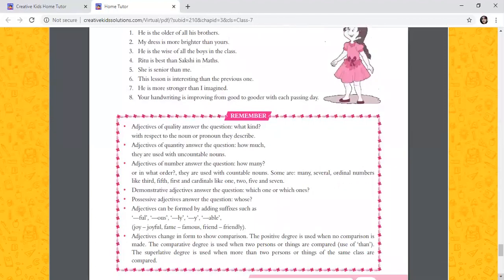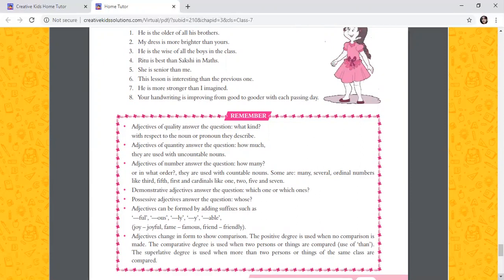Okay, these are the key points to remember. Adjectives of quality answer the question what kind with respect to the noun or pronoun they describe. Adjectives of quantity answer the question how much; they are used with uncountable nouns. Adjectives of number answer the question how many. Then demonstrative adjectives answer the questions which one or which ones. Possessive adjectives answer the question whose.